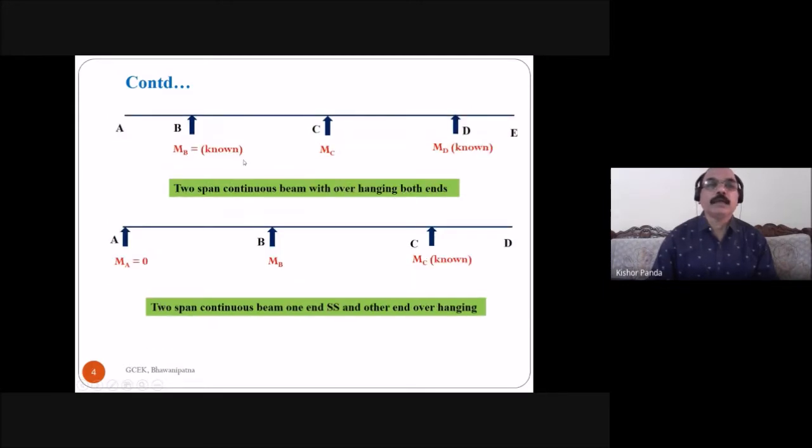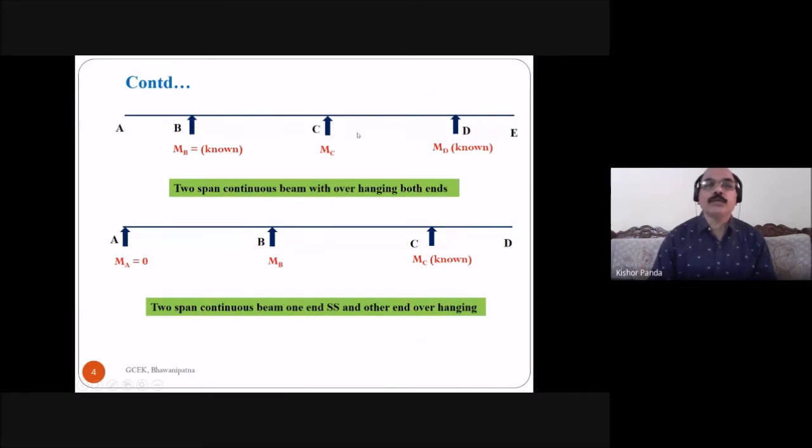Then this is another beam. This is a two-span continuous beam with both ends overhanging. So this end is overhanging and this end is overhanging. Here you see, this is the overhanging portion, so you have to find the moment by considering this as a cantilever beam. Similarly, this is also an overhanging end, so here also you can find the moment by considering this as a cantilever beam. So here MB is known and MD is known, and you have to find out only this one.